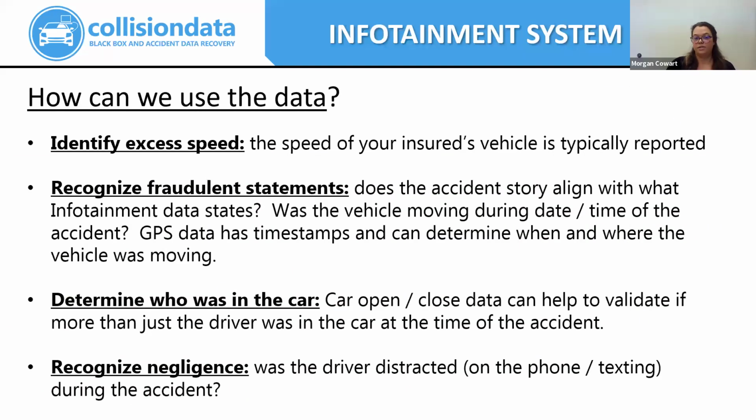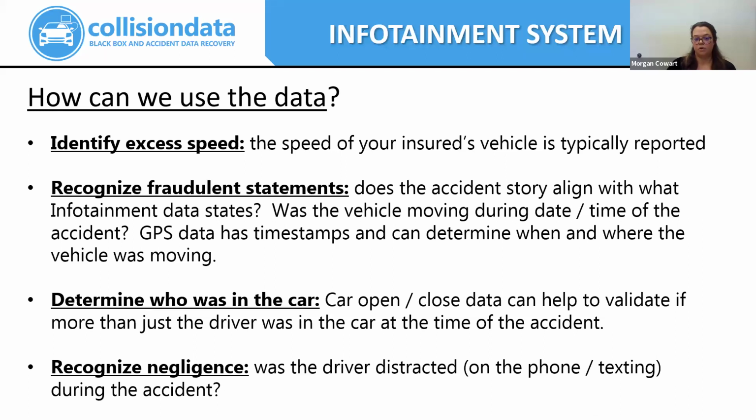And so how can we use this data? It's really good for identifying excess speed because the speed of your insured vehicle is typically reported for this. It's great for recognizing fraudulent statements. Does the accident story align with what the infotainment data states? Because as we saw, this infotainment gives you exact GPS coordinates, time, and date stamps of the vehicle and where it traveled. So you could compare this data to the story that the client was told about what happened at the time of the accident.